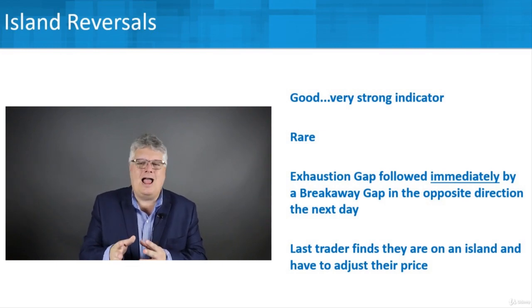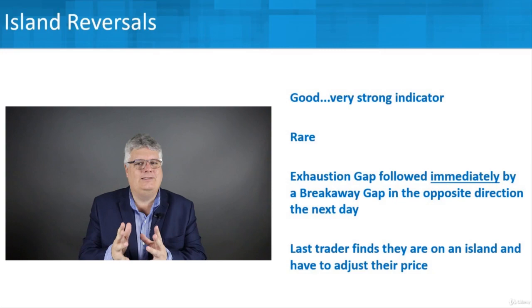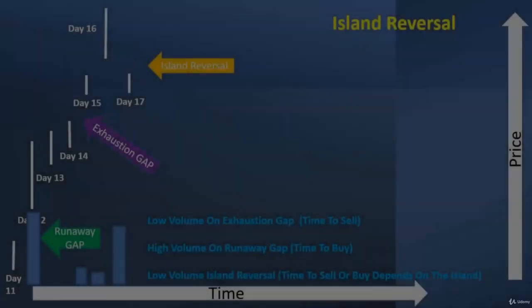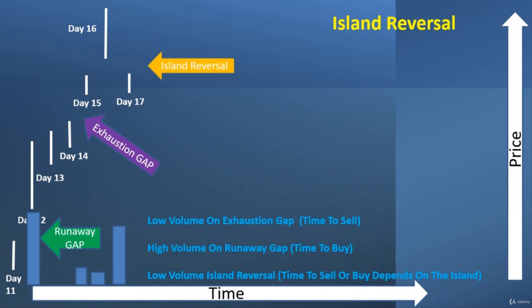So let's take a look at these island reversals and how to recognize them in a more understandable graphic manner. To identify these island reversals, you're going to need an exhaustion gap, right? We know from day 14 to day 15 that we were looking at an exhaustion gap. Our volume was not going up. They should have had a real spike in volume there. It actually went down between day 14 and 15, and so we know we're running out of steam, and that is our exhaustion gap.